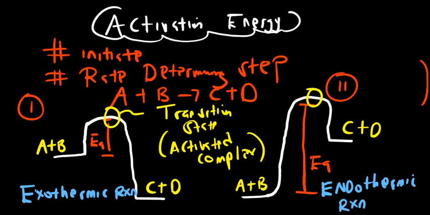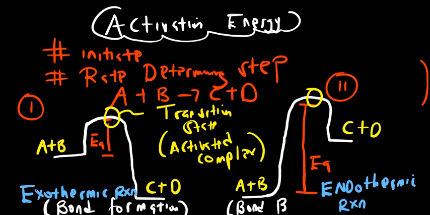Now, why the difference? An exothermic reaction, we know that yes, it releases heat, but why does it release heat? It is because bonds are being formed. There is bond formation. It is very, very easy to form a bond. However, in an endothermic reaction, bonds are being broken. So bonds breaking.